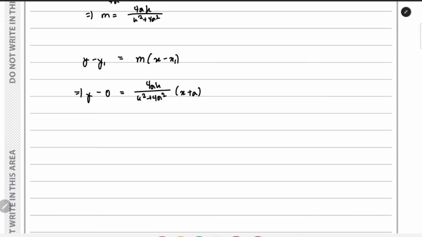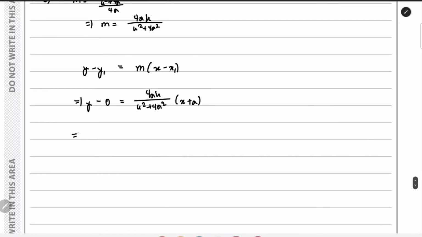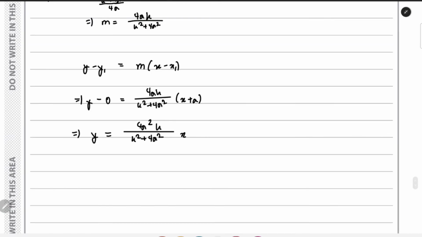And now using this equation, I want to find when x equals to 0 the value of y. So we can set x equals to 0, we'll get y equal to 4ak over k square plus 4a square times 0 plus a, so just multiply a, we get 4a square k over k square plus 4a square. And that's it for the show. We have shown that.